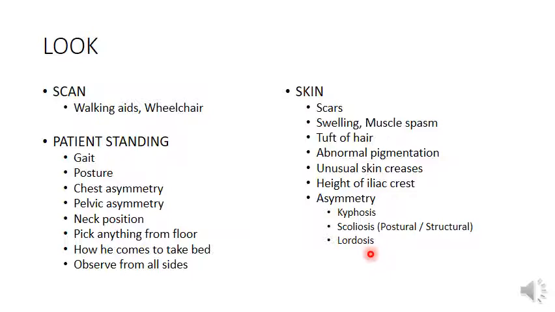Lordosis is more common. It's commonly present over the lumbar region. And look for whether there is an exaggerated lumbar lordosis, or if there is any lordosis in any other portion of the spine.